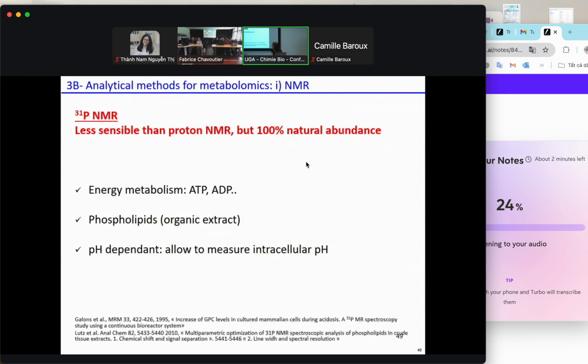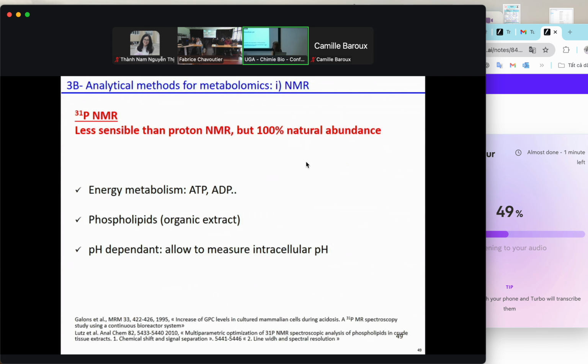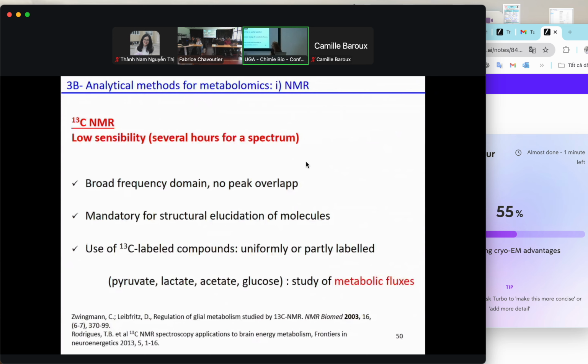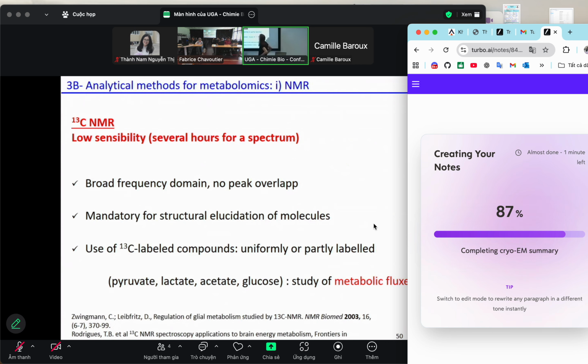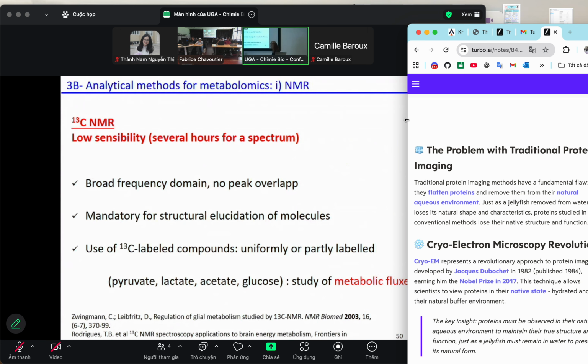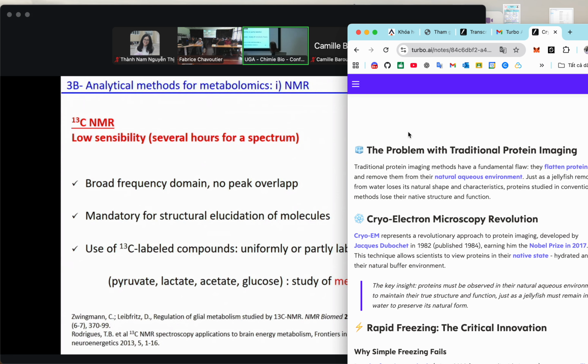Phosphorus NMR is interesting for energy metabolism, and phospholipids also. C13 has a very low sensitivity; we needed several hours to record a spectrum. What is interesting in C13 NMR is that the frequency range is much bigger than the frequency range of proton. So the peaks do not overlap. With the broad frequency domain, there is no peak overlap. It is mandatory for structural elucidation of molecules to do proton and C13 NMR.